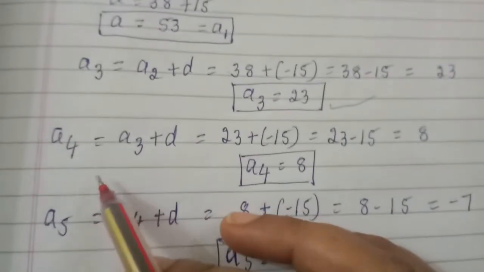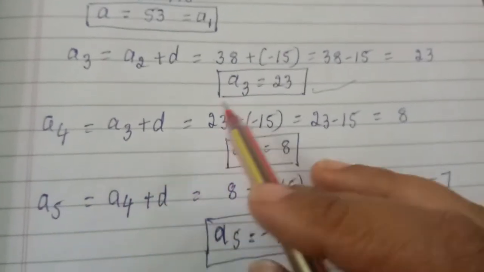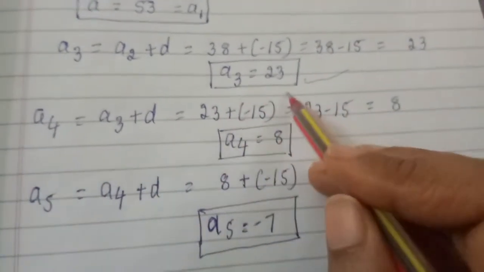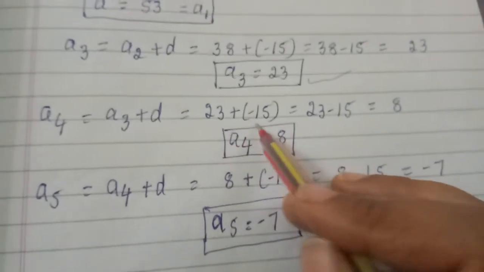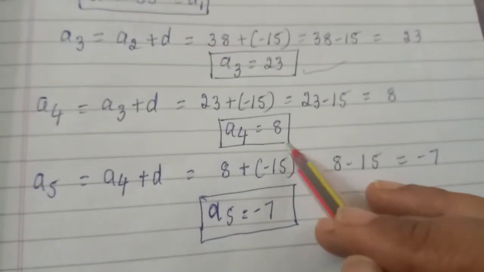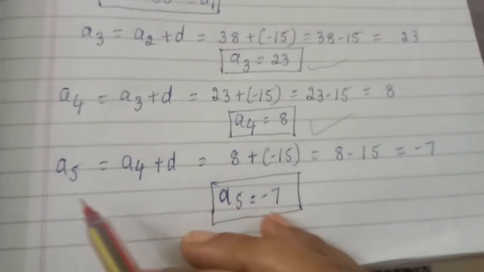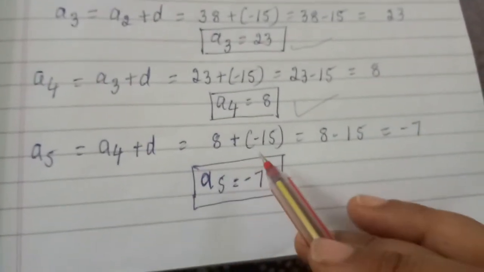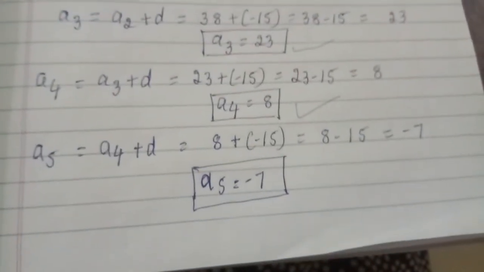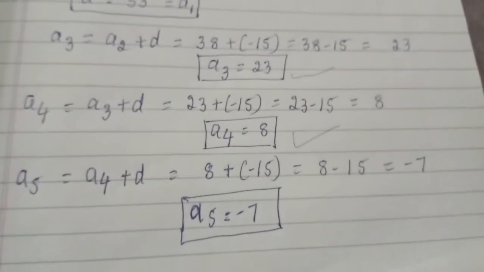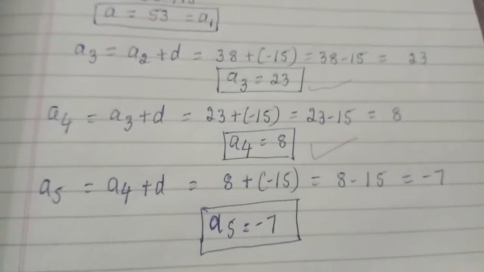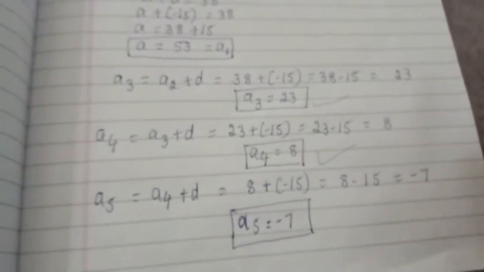Next I have to find the fourth term. So again use the previous formula, that is A3 plus D. A3 you know 23 plus into minus, minus 15, that is 8. So I got A4. And next the fifth term is A4 plus D. 8 plus into minus, minus 15. 8 minus 15 is minus 7. So A5 equal to minus 7. I hope everyone understood, children.